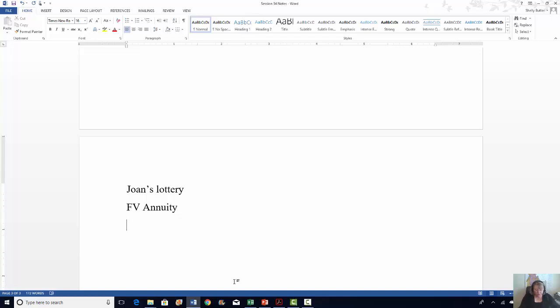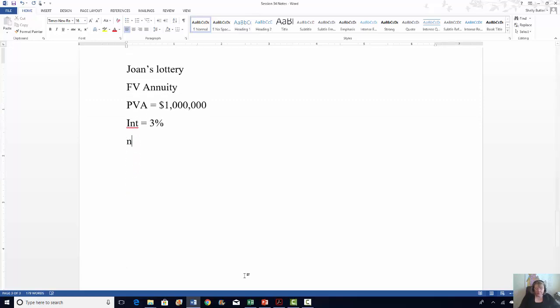Okay. This is a future value of an annuity, because it's being paid once a year. So our payment is the $1 million. And then our interest rate is 3%. We got that. And our N is 20 years.